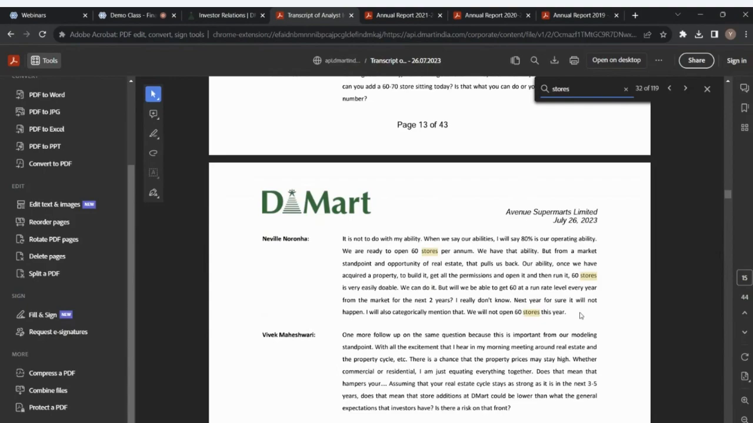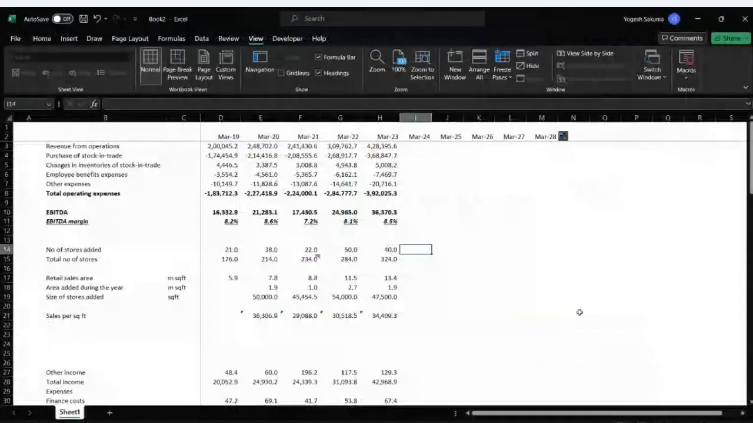So about 40 stores a year, that is an assumption that you can take, and your backing for this assumption is what the company is saying.